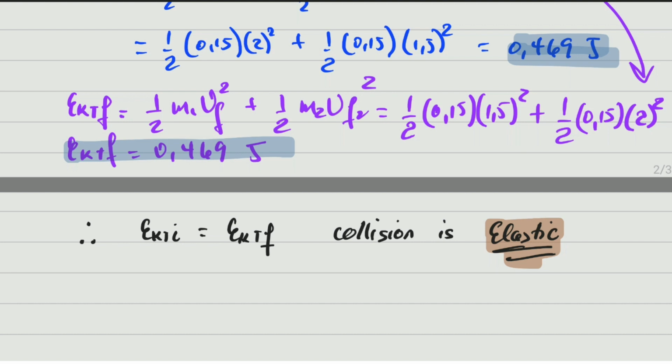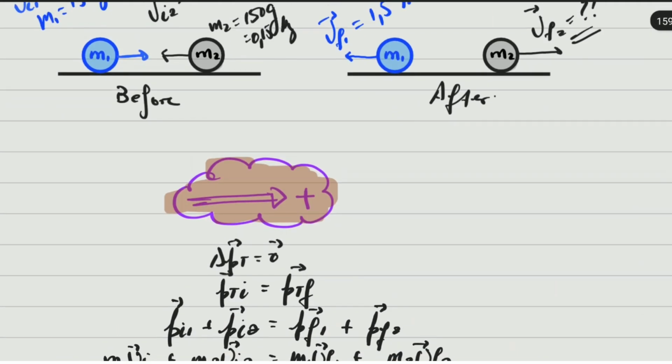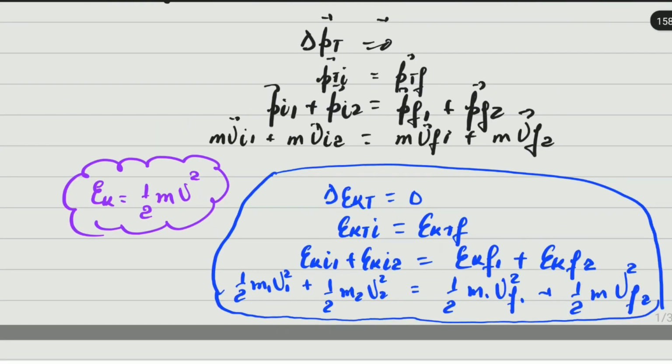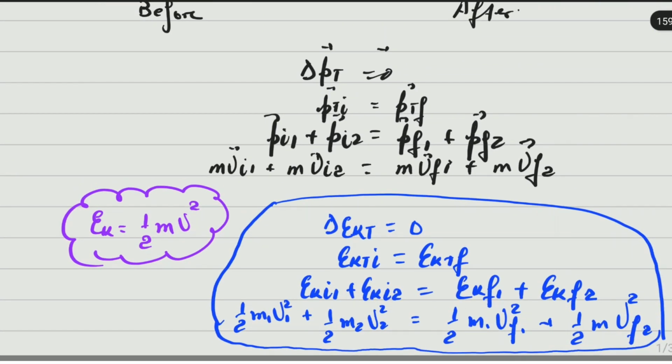Now, in an inelastic collision, kinetic energy is not conserved, so you cannot use kinetic energy in that situation. However, to identify the type, you can always use it, and then you come to the final conclusion. If the total kinetic energy is equal to the total kinetic energy after the collision, then we can say that the collision is elastic. If they are different, it is inelastic.